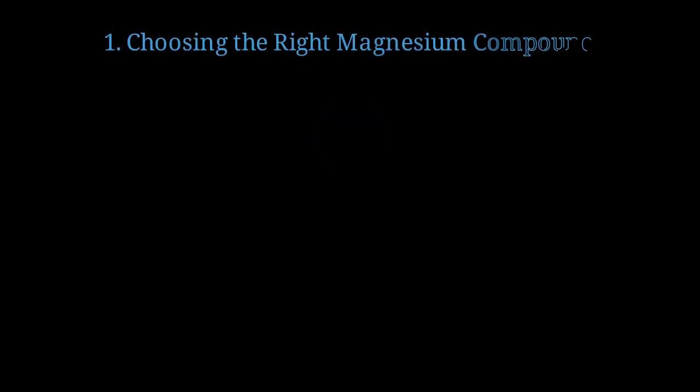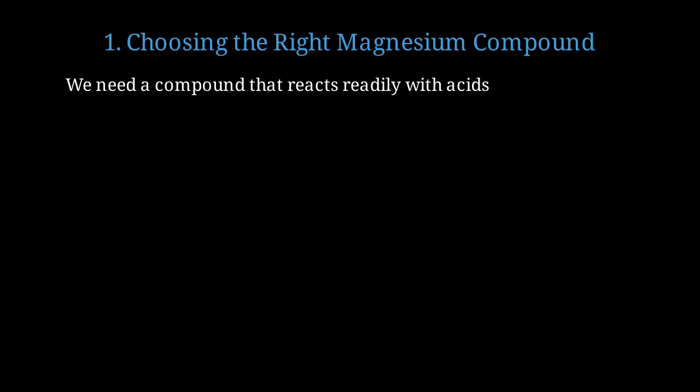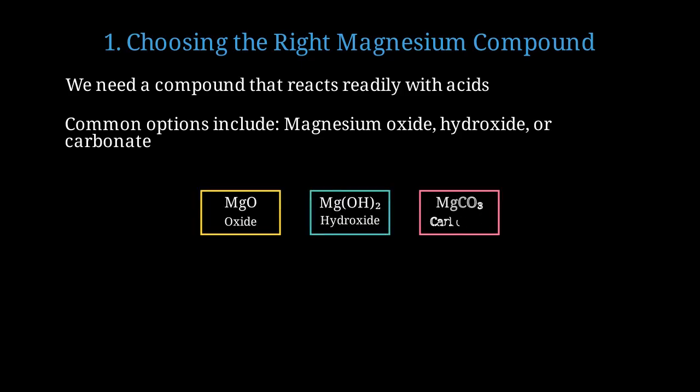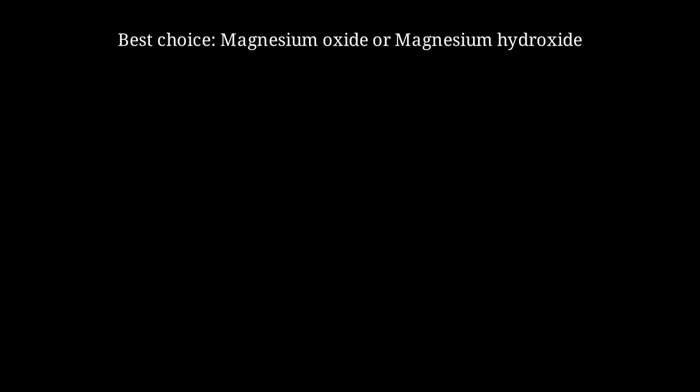First, we need to select a suitable magnesium compound to react with phosphoric acid. We need to choose a magnesium compound that reacts readily with phosphoric acid to form magnesium phosphate. Common suitable options include magnesium oxide, magnesium hydroxide, or magnesium carbonate. The best choices are magnesium oxide or magnesium hydroxide because they react cleanly with acids.